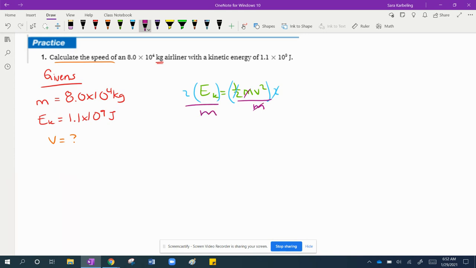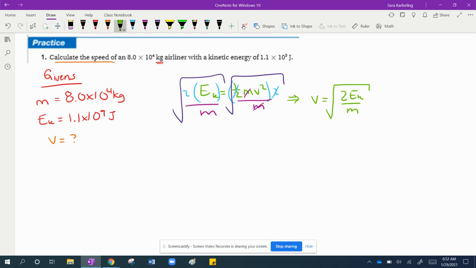So now we've got an expression of 2 E sub k divided by m is equal to v squared. Don't forget that that squared is there. We need to get rid of it. How do we undo a squared? Well, we're going to take the square root. Kind of messy and ugly here, and I'll rewrite it in just a moment so that you can see what it looks like. So the velocity for our airliner is going to be equal to the square root of 2 E sub k divided by m.